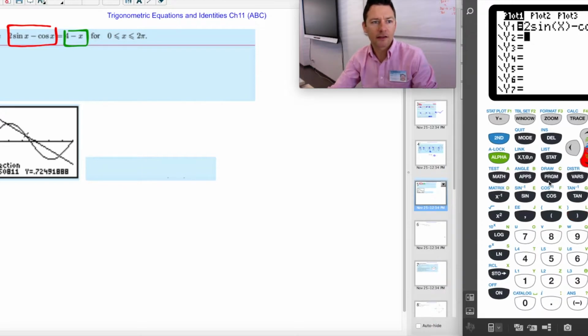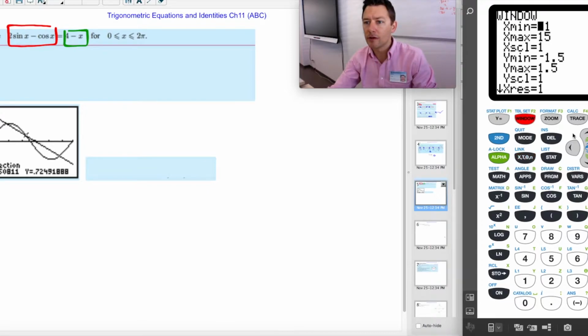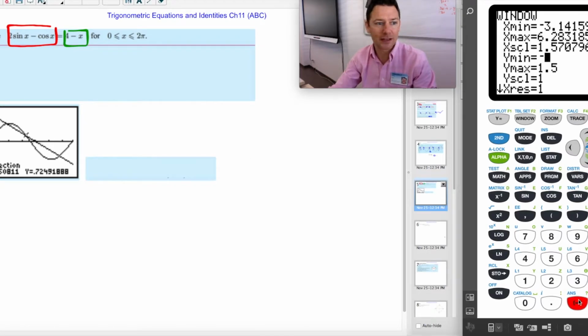And then on your next line, say 4 minus x. This is between 0 and 2 pi, so in your window, I'm going to say negative pi still, and I want to go to 2 pi. And let's scale by pi halves. It means there's a slash every pi halves. And then for the y, you sort of have to guess. I'd maybe go 10 and 10, but here, because I can see it over there, I'm going to go negative 4 and 4.